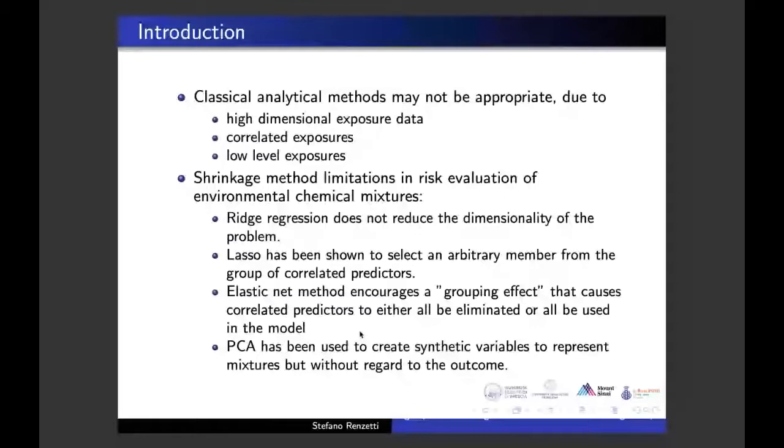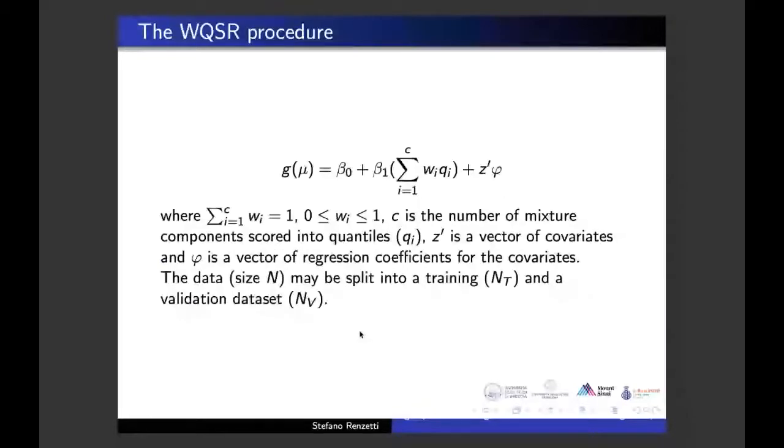So WQS regression constructs a weighted index, which is represented by the sum in the formula, which estimates the mixture effect of mixture components on an outcome. The elements in the mixture are usually ranked in quantiles to have a standardized measure and to have a more robust estimate against outlier and extreme values. And the mixture effect associated with the additive combination of the mixture components is assessed through a standard regression test on the weighted index, while the estimation of weights associated with each individual predictor allows for the assessment of the discrete effects of each individual predictor on the dependent variable.